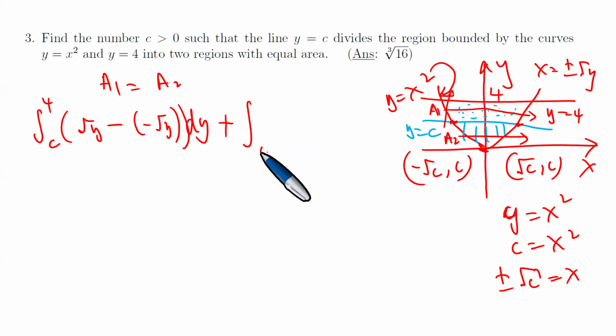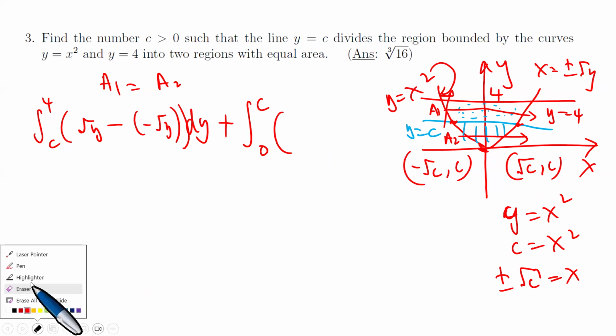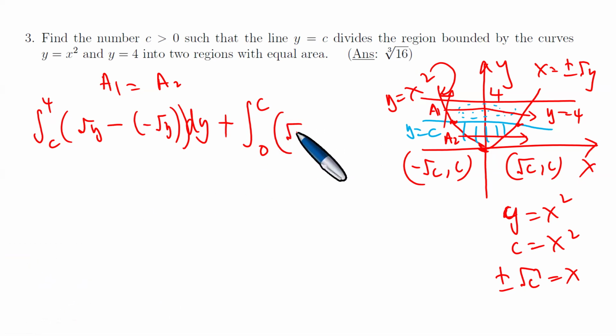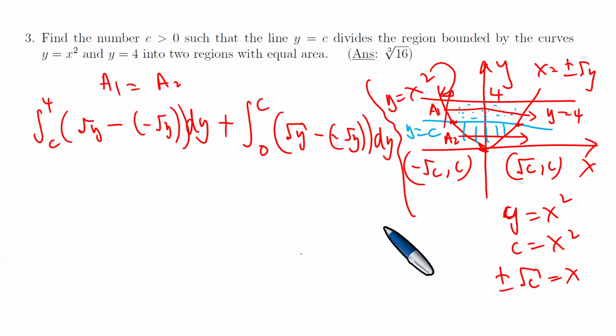And then integrate right now from 0 to c. From 0 to c. The upper curve is here, you integrate right minus left. Use the right minus left rule. Right is the square root of y, and left is minus the square root of y, dy.